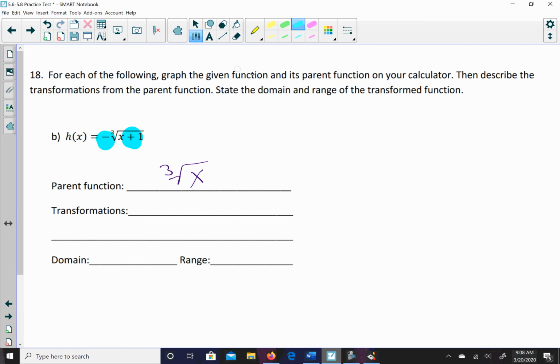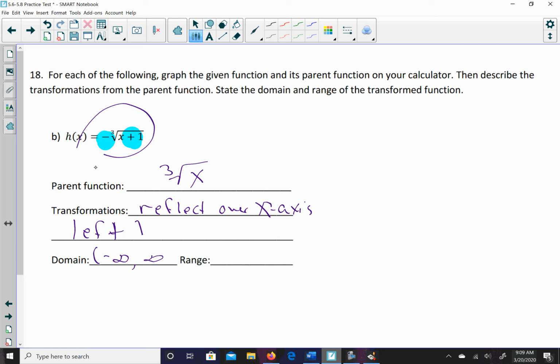The first one is this negative sign. That's going to reflect it over the x-axis. And then the plus 1, since it's inside, is going to shift it to the left or to the right. It's the opposite of what I think, so it's going to move to the left 1. My domain is still going to be from negative infinity to positive infinity. And if you're not sure, go ahead and graph that whole thing on your calculator.